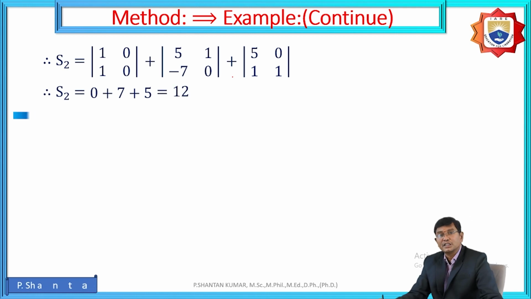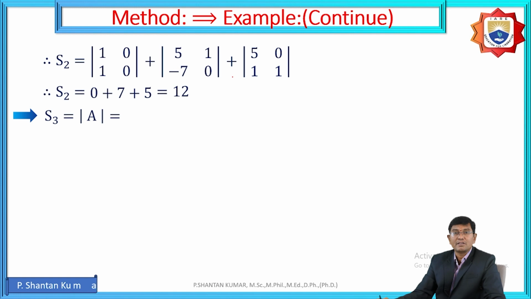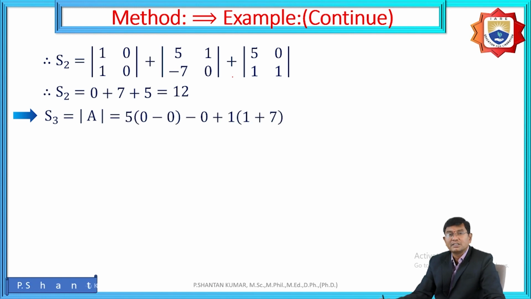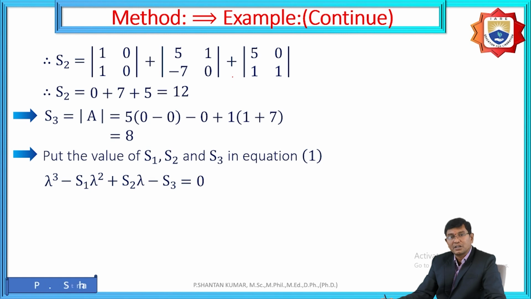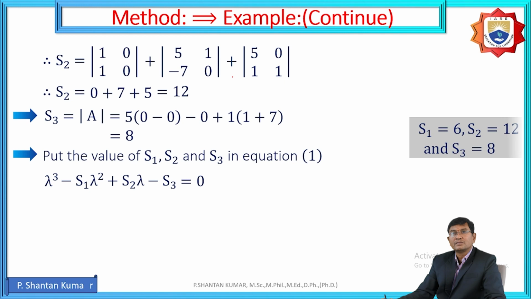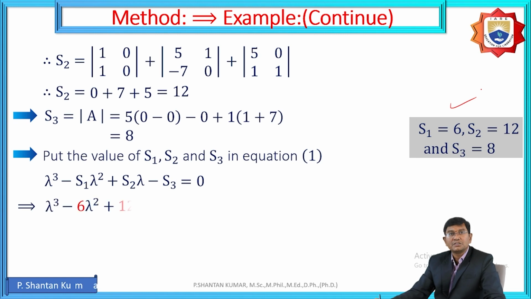And further S3, that S3 is nothing but the determinant of the matrix. As we know, according to the general process, that is S3 equal to the determinant of A. And further, we need to replace in the characteristic equation, that is lambda cube minus S1 lambda square plus S2 lambda minus S3 equal to 0. We need to replace these values here, whatever we obtain.